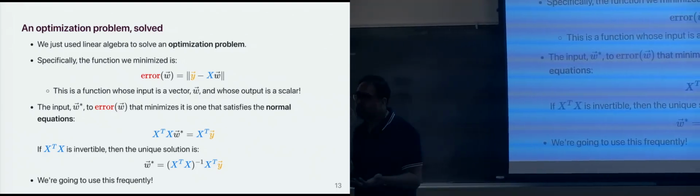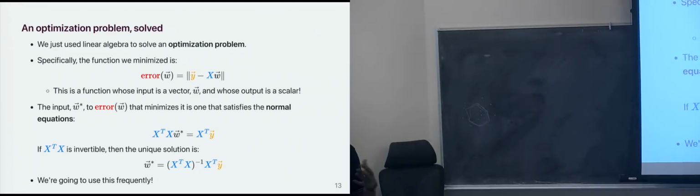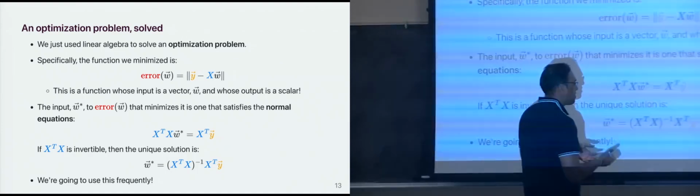Now, taking a step back, it turns out that we implicitly solved an optimization or a minimization problem without explicitly saying that we were going to do that. And the problem that we solved is actually quite similar to minimizing mean squared error and minimizing mean absolute error like we were doing towards the beginning of the quarter.